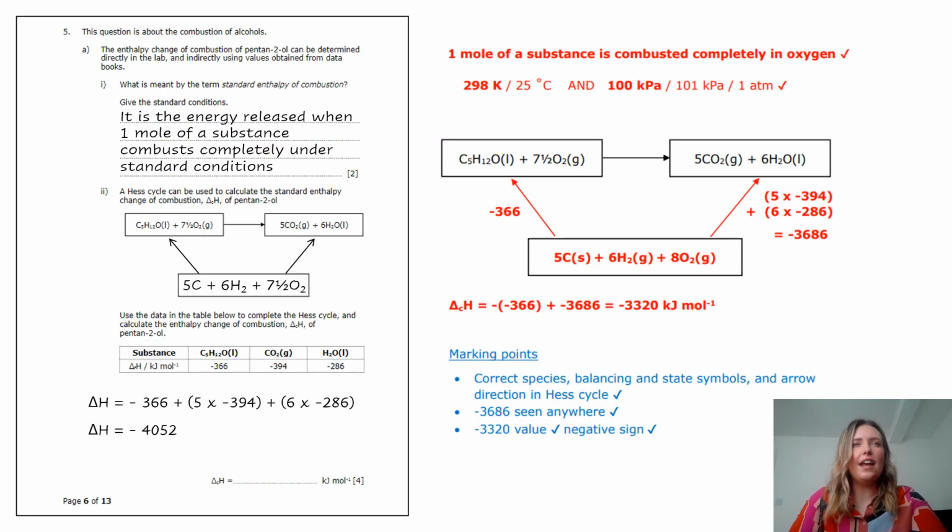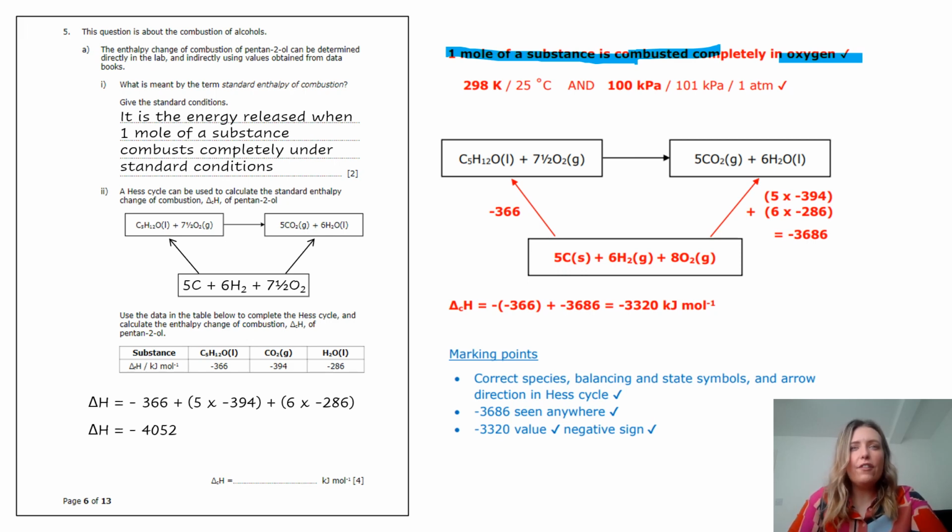So next question is a Hess cycle. First part is about a definition: what is meant by standard enthalpy change of combustion. For standard enthalpy change of combustion, you need to mention 1 mole of something being burned in oxygen. So a mole of something, burning or combustion, oxygen. Those are your 3 things. My students got: it's the energy released when 1 mole of a substance combusts completely under standard conditions. So unfortunately, they haven't mentioned the oxygen, so nothing here.